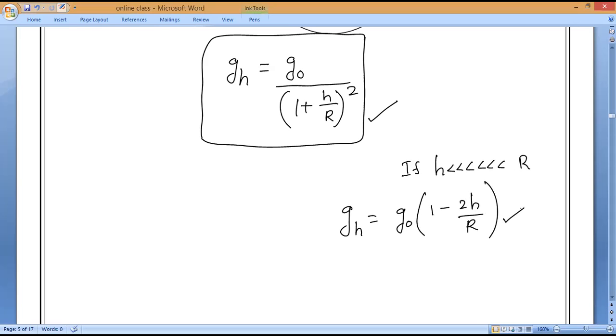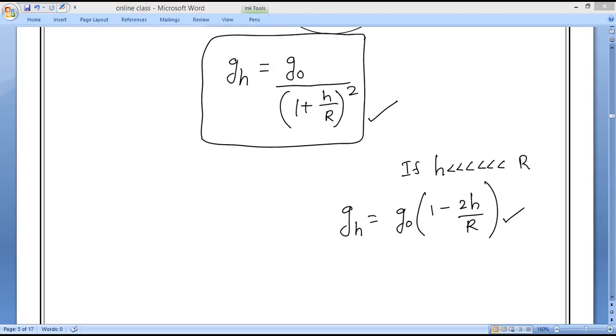So this is for altitude. What is the final statement you have to make? When you are moving above from the ground, does the g value decrease or increase? That is my question. Decreases. Understanding? That is what you should remember. Is it okay, everybody?